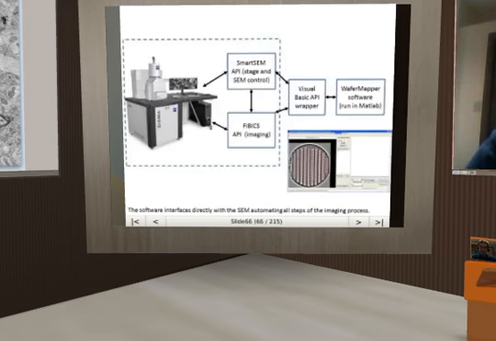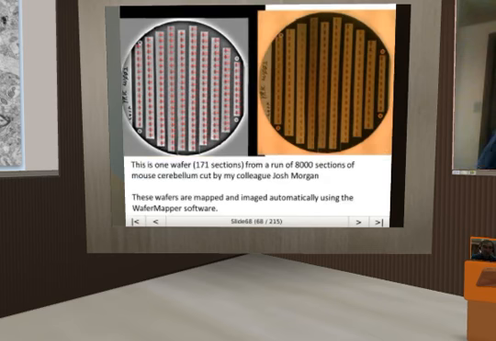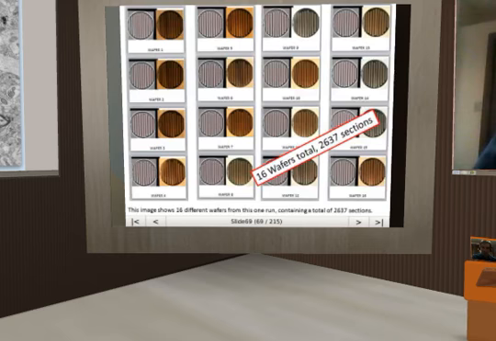This software, shown here, interfaces directly to the SEM, automating all the steps of the imaging process. This is the graphical user interface of the software, showing a wafer that has been automatically mapped, where all the sections have been found and automatically numbered by the software. As an example, this is one wafer, 171 sections, from a run of 8,000 sections of mouse cerebellum cut by my colleague Josh Morgan. These wafers are mapped and imaged automatically using the wafer mapper software.